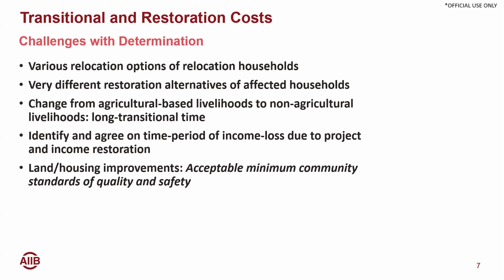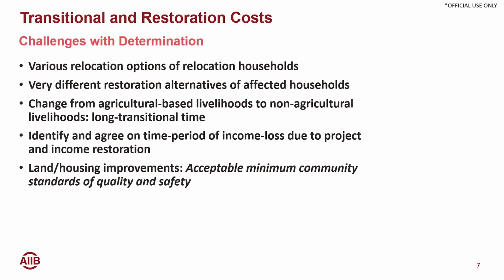So how can we calculate or identify the transitional and restoration costs for the affected household? It should not be the same for all the affected households, but with different categories. Like people who move far from the affected household should have different assistance. People who move near to the affected household should have different assistance, for example.